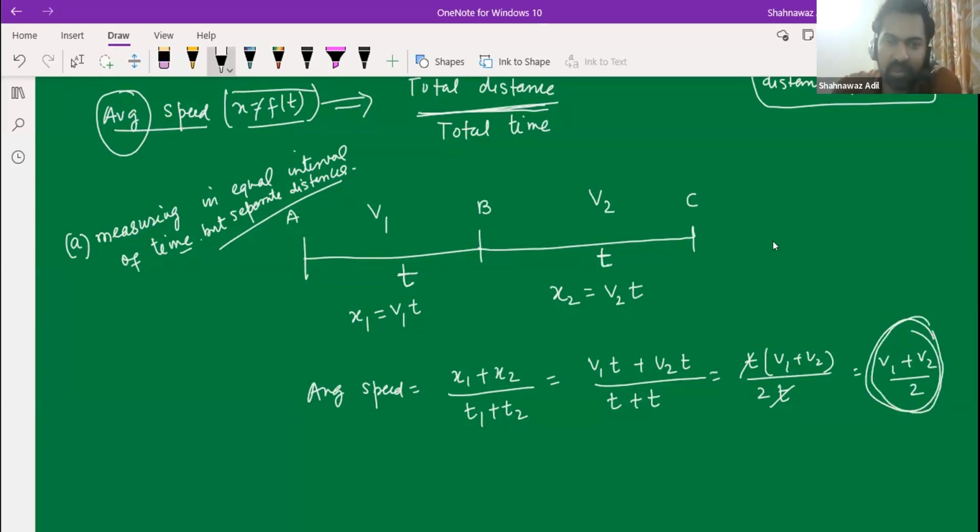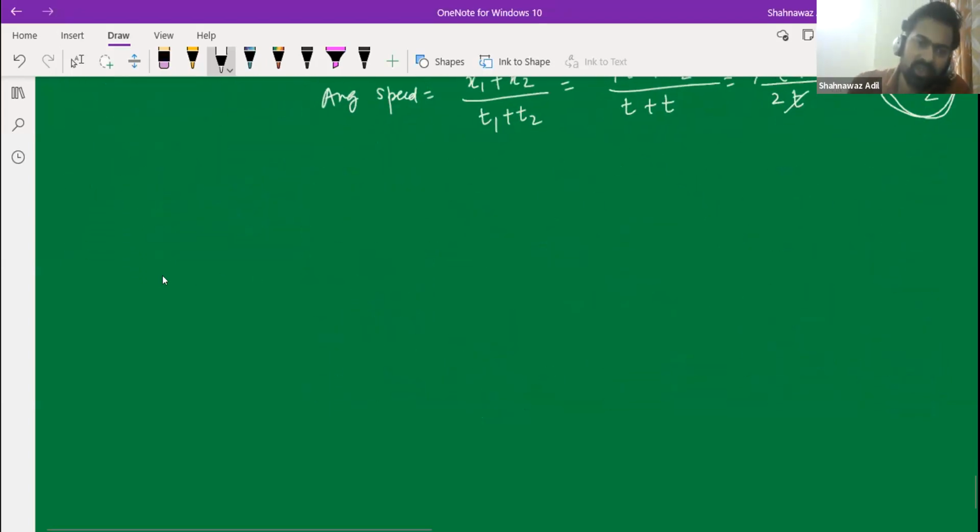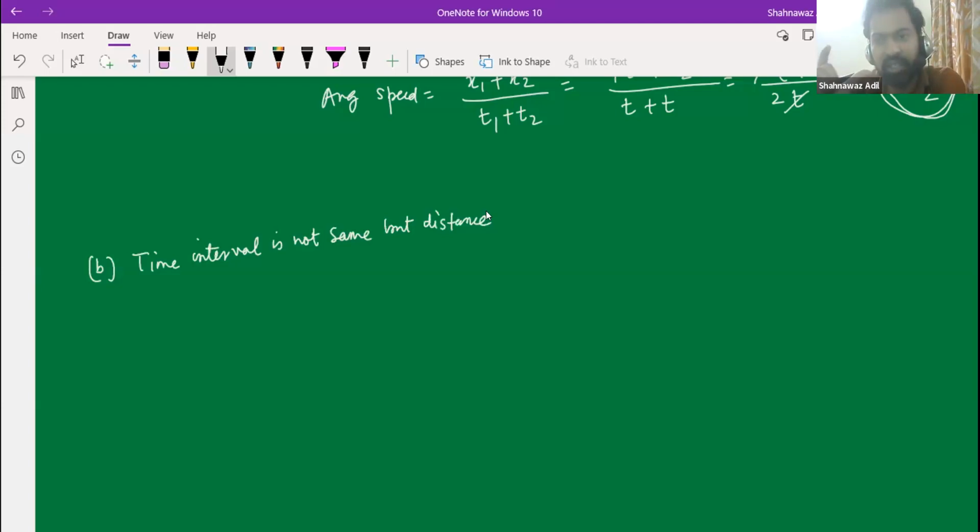But there can be a scenario in which your time interval is not the same, but the distance is the same. So the object is covering equal distances in different intervals of time. Then what would be the average speed?